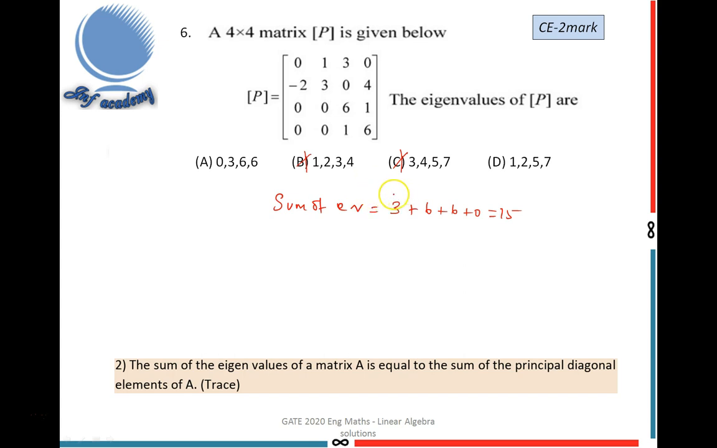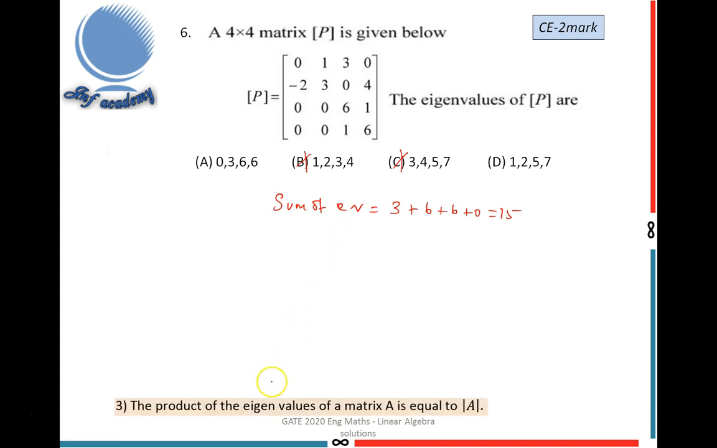Next, I have to check another property. That property is: the product of the eigenvalues is equal to the determinant of that matrix. Okay. So the property is given below. Next, product of eigenvalues is equal to the determinant of that matrix, that is determinant P. Now I find the determinant of P. How to find the determinant of one matrix?